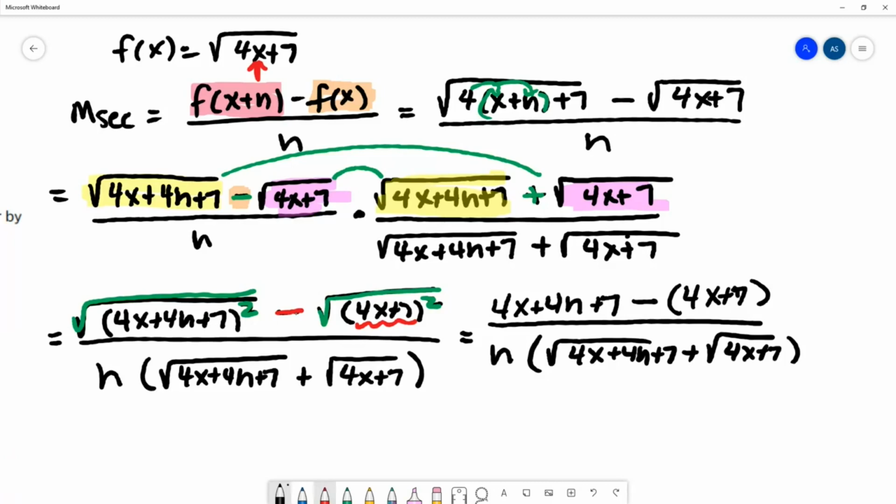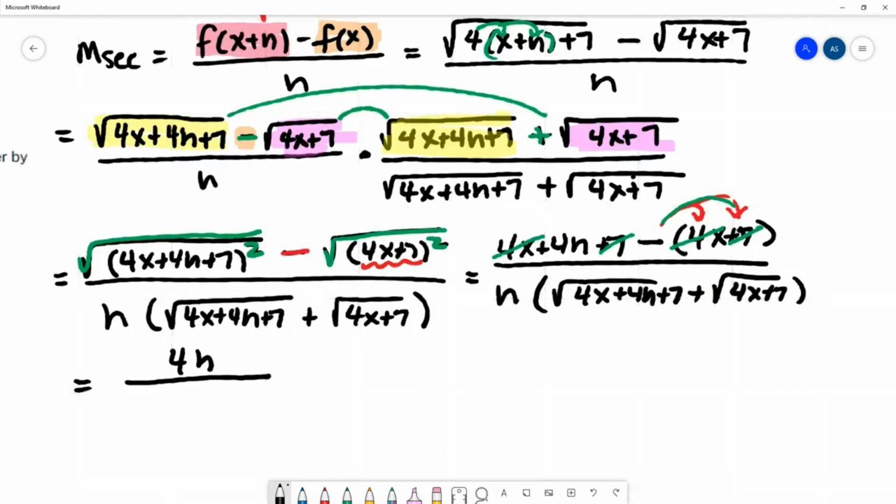And in the numerator, I can use the distributive property, distributing this minus sign, and we have a positive 4x canceling with a negative 4x, a positive 7 canceling with a negative 7 after we distribute. So this is going to leave us with 4h over the square root of 4x plus 4h plus 7 plus the square root of 4x plus 7.